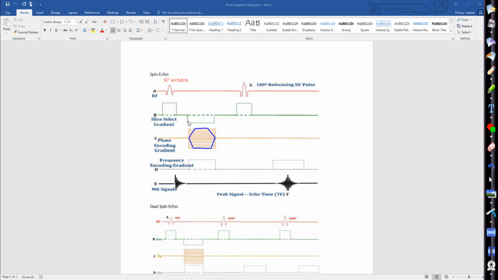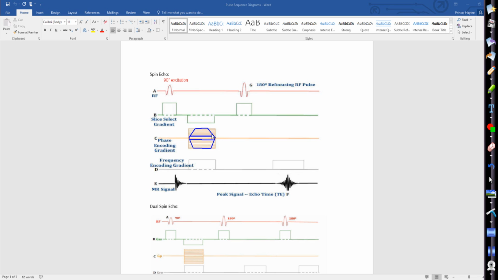So each TR period, so remember 90 to 90, we are selecting one of these. So only one of these phase encoding slopes gets selected per TR period in a traditional spin echo pulse sequence. And then the next TR, we select maybe a negative polarity. So just be mindful of that.